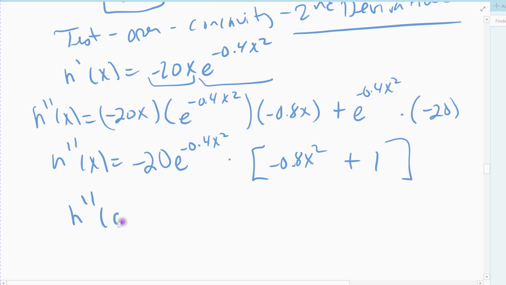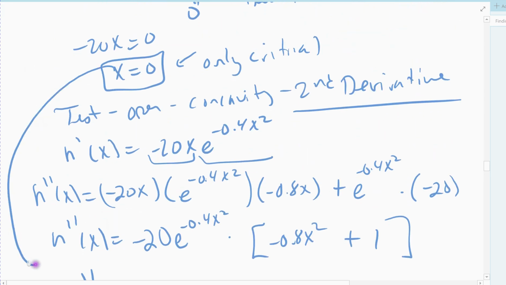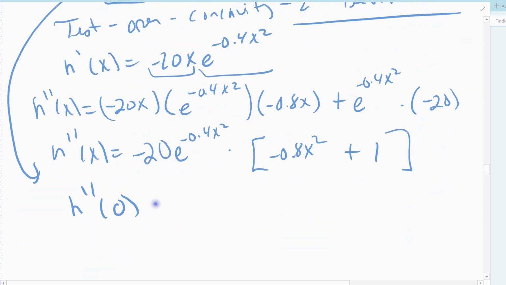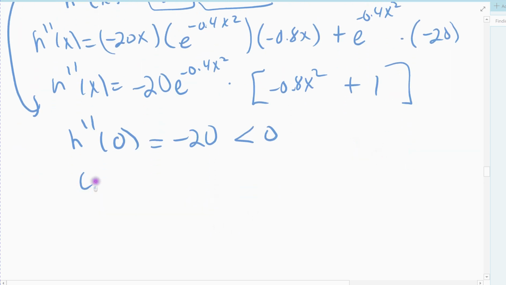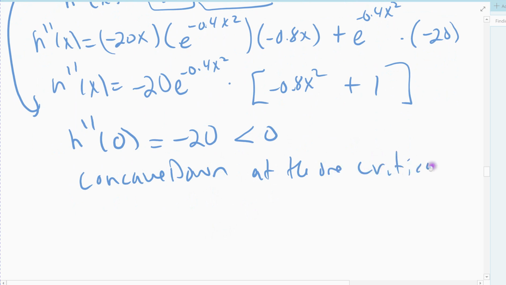All right, I'm going to plug my critical value in, 0. My critical value is 0, so it's going to go in here into my second derivative. And so when I plug 0 in, that's going to come out 1. So I get left with -20. -20 means my second derivative is negative, so that tells me it's concave down at the 1 critical value on the domain, meaning it's this shape between -2 and +2. It has that shape, concave down at the 1 stopping point, which means that has to be my maximum. Since it's the only place it turns, it's the absolute maximum.